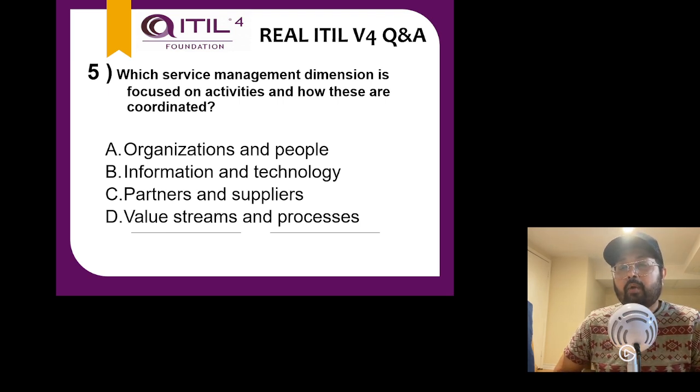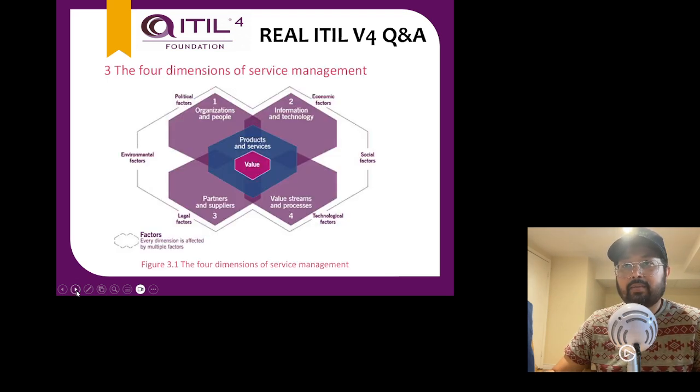So our options are organizations and people, information and technology, partners and suppliers, value stream and process. So you can see it's about the service management dimension, and I know information and technology is not it, partners and suppliers is not it. I will go for organizations and people. I could be wrong. Oh, it's value stream and process. Sorry about that. Yes, it's value stream and process, and we'll see what the explanation is.